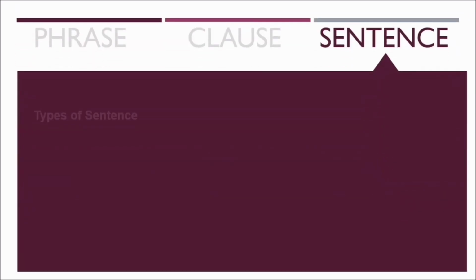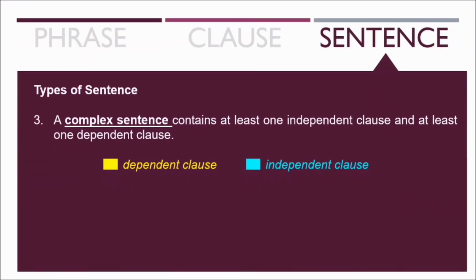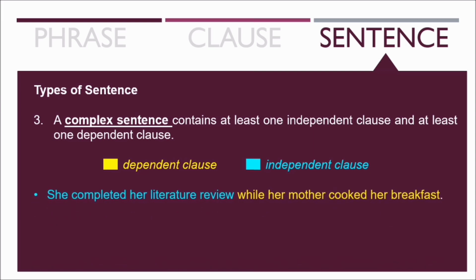sentences. Meanwhile, your complex sentence contains at least one independent clause and at least one dependent clause, okay? Again, for you to better understand our examples, I shaded yellow our dependent clauses. Let's take the first one. "She completed her literature review while her mother cooked her breakfast." In this case, because we have a subordinating conjunction "while," this means that this part of the sentence will be our dependent or subordinate clause, okay?